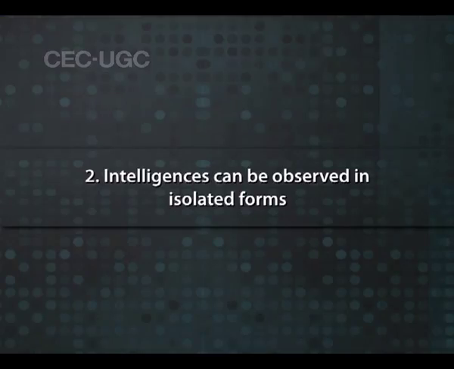This criterion has considerable evidence from neuropsychology that shows that a person can lose ability in one area as a result of a brain injury, but even then has abilities in other areas. This means that there are several intelligences, not just one. Second, intelligence can be observed in isolated forms.